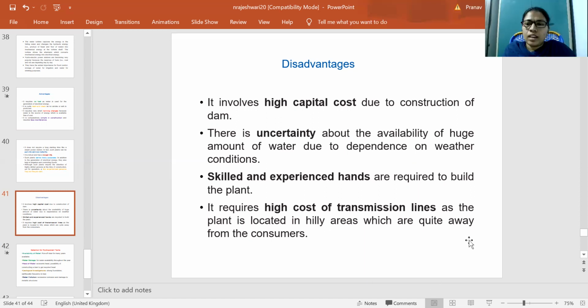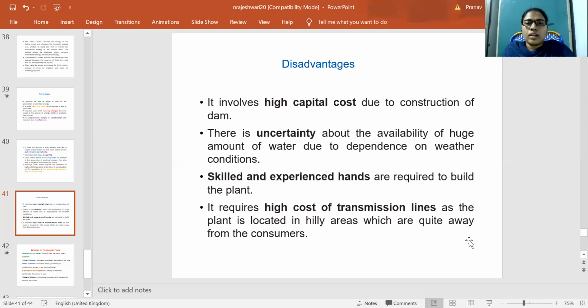and it requires high cost of transmission lines as the plant is located in hilly areas, which are quite away from the consumers, so that transmission line cost also increases from hilly areas to the consumer premises.